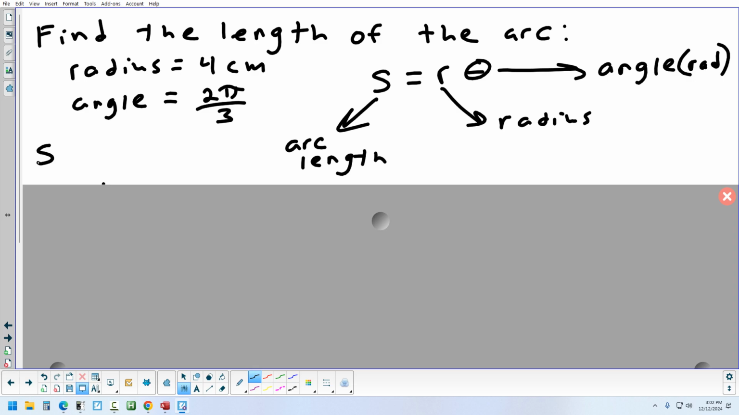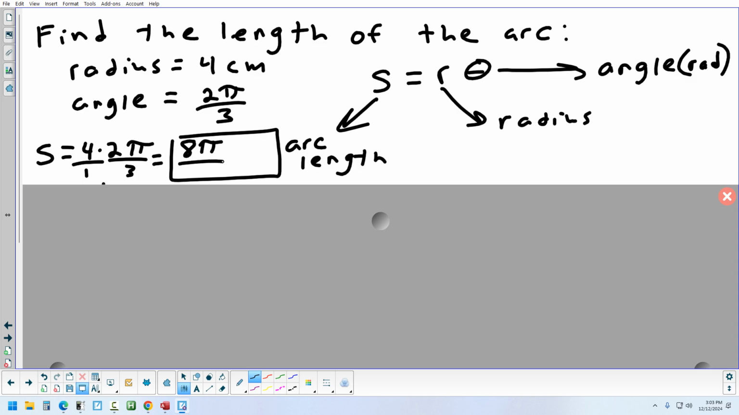So S we don't know. What's the radius they give us? 4 centimeters. And what's the angle they give us? 2 pi over 3. If you want to make the 4 a fraction, to put it next to the other fraction, you can just put it over 1. And when we multiply, we go straight across. So what are we going to get in the top? 8 pi. And the bottom? 3.